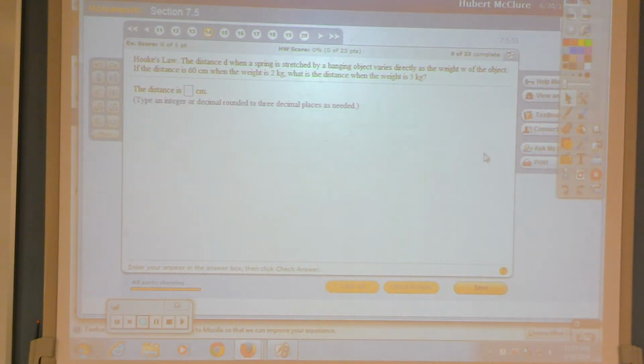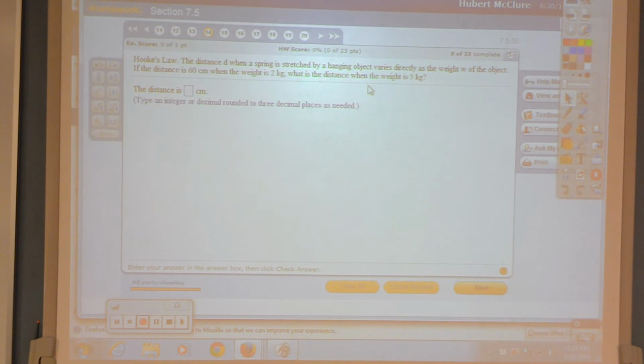Alright. Hooke's law. Does anybody know what Hooke's law is? It's physics. It's the stretching of a spring. You're going to study it in Calc 2. How do I know that? Because I teach Calc 2. And you're going to see it in physics also. Those of you that take calculus, you're going to see it.